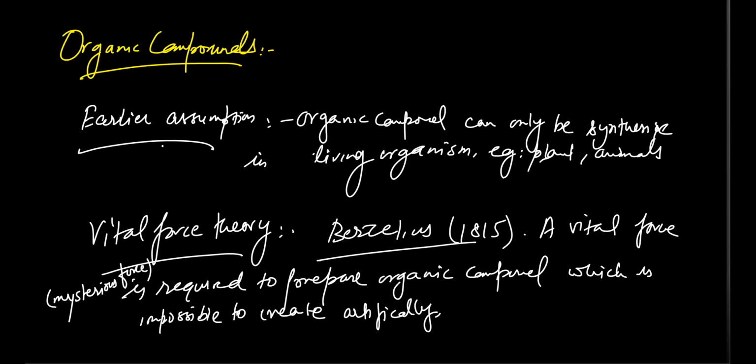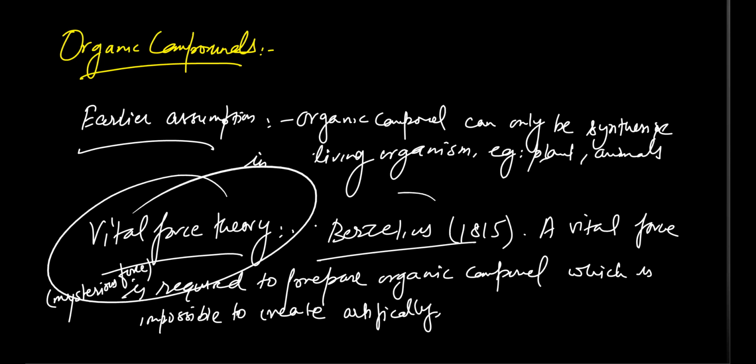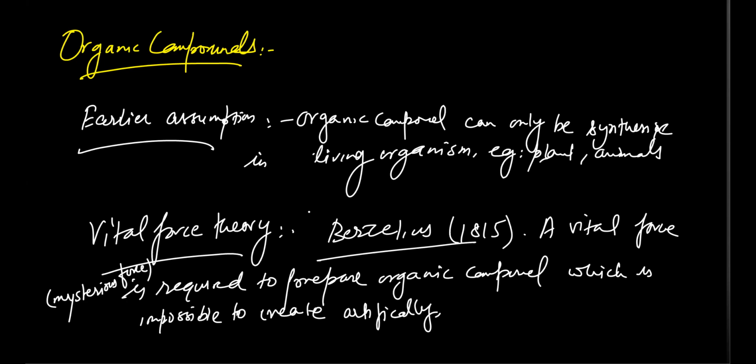There was a theory, we call it the vital force theory, which was given by Berzelius in 1815, who said that it is impossible to create organic compounds artificially in the laboratory. Okay, so why is he saying this? Because he said that it is impossible to artificially create an organic compound which is synthesized inside a living organism. Means we cannot synthesize a protein, we cannot synthesize carbohydrate, we cannot synthesize urea artificially in the lab.